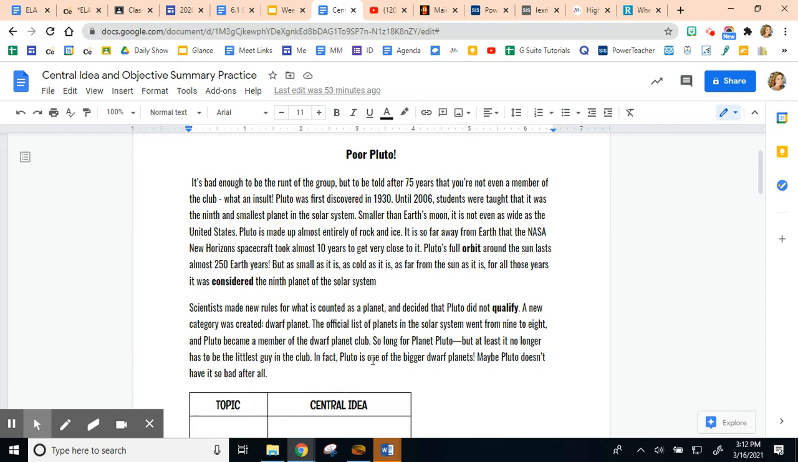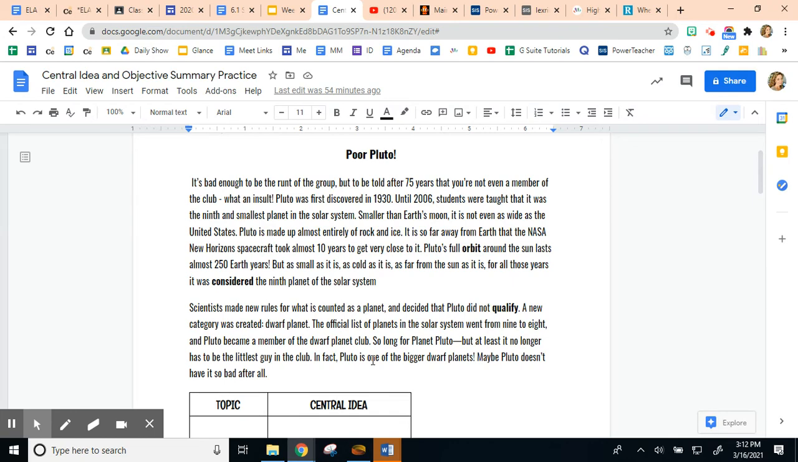Scientists made new rules for what is counted as a planet and decided that Pluto did not qualify. A new category was created, dwarf planet. The official list of planets in the solar system went from 9 to 8, and Pluto became a member of the Dwarf Planet Club. So long for planet Pluto, but at least it no longer has to be the littlest guy in the club. In fact, Pluto is one of the bigger dwarf planets. Maybe Pluto doesn't have it so bad after all.